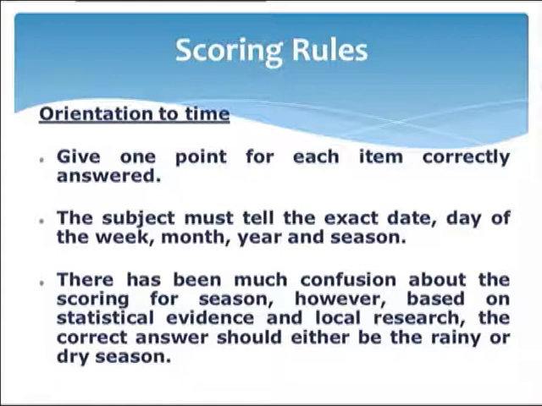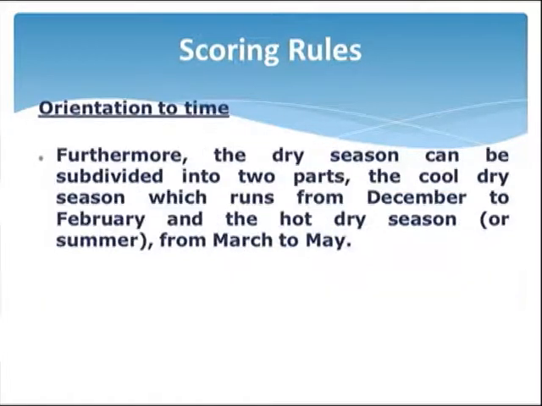According to the Department of Science and Technology, the months of June to November fall under the rainy or monsoon season, and the months December to May fall under the dry season. Furthermore, the dry season can be subdivided into two parts: the cool dry season, which runs from December to February, and the hot dry season or summer from March to May. Our subject was able to answer all the questions in the orientation to time domain correctly, save for season. Thus, we give her 4 out of 5 points.